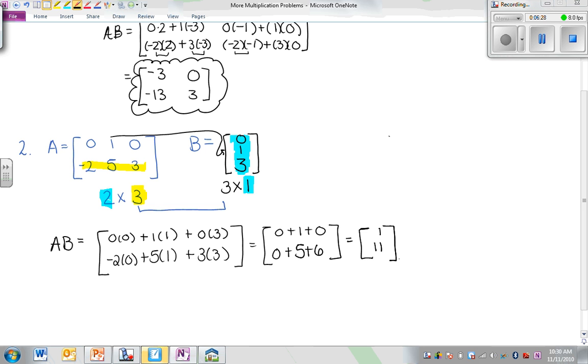Okay? Now you know you did it right because at the end, this is a 2 by 1 matrix, which is what we said it was going to be initially. See? Easy, right? All right.